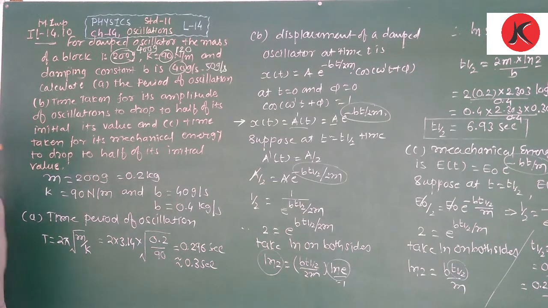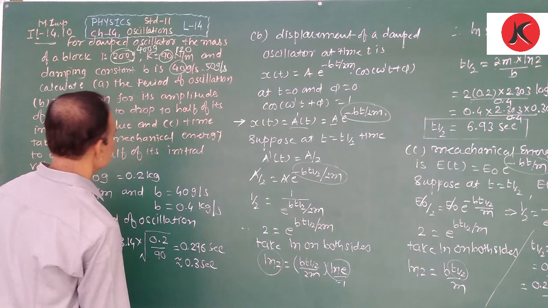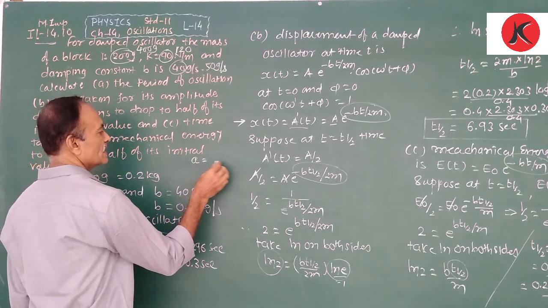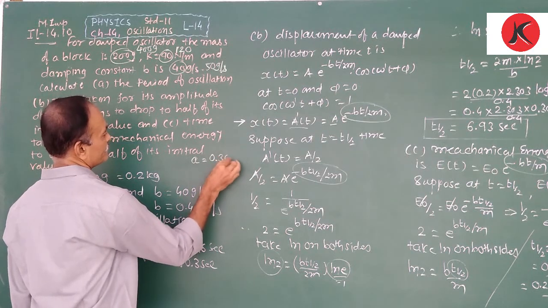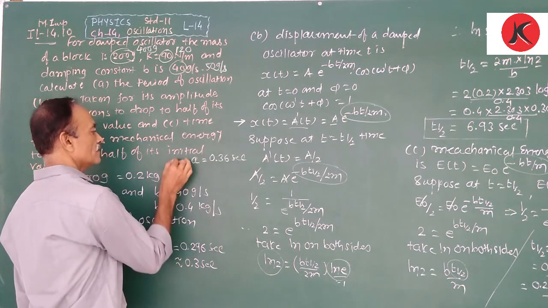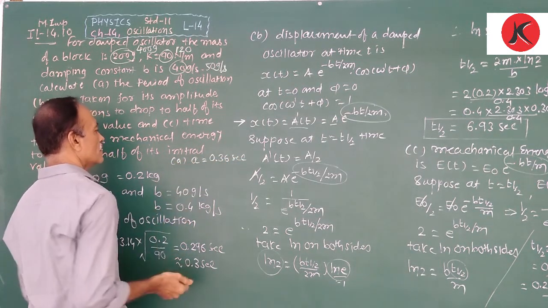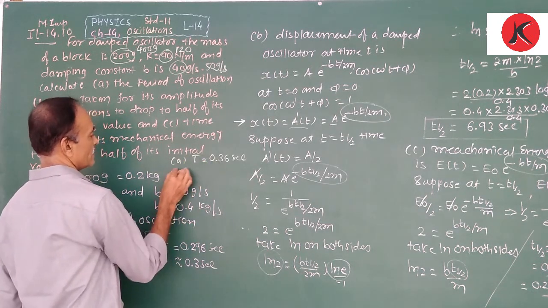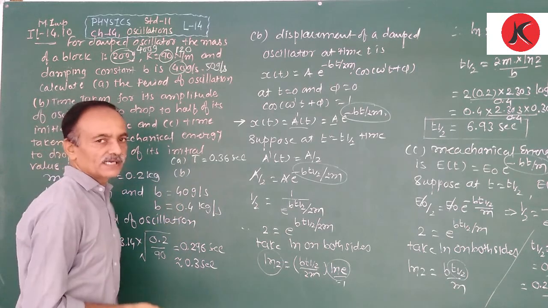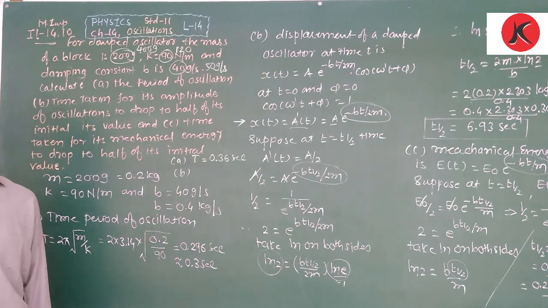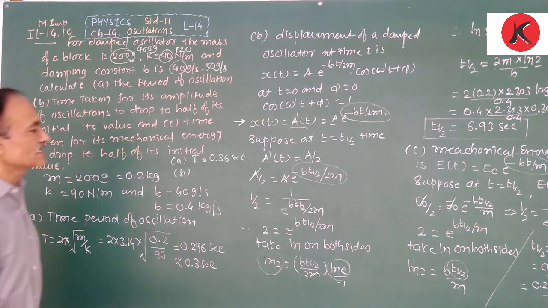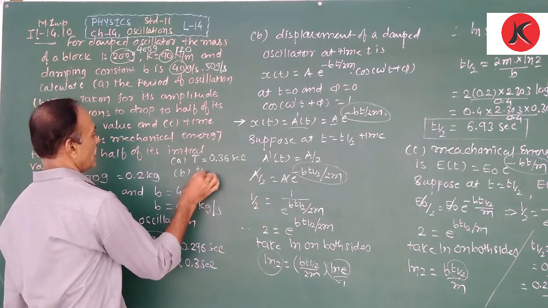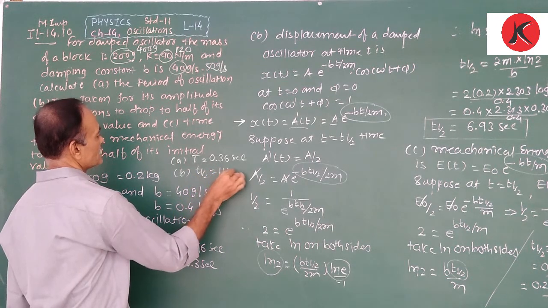Now the answers. For a, the answer is 0.36 seconds. Check it yourself. Answer of periodic time T is 0.3 seconds. Answer of b, that means the time for which the amplitude becomes half of its initial value, tau half is equal to 11 seconds.